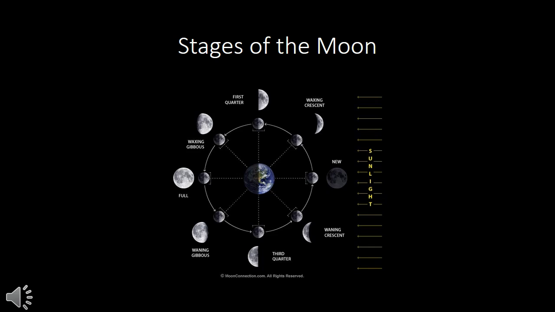Starting at the new moon stage, we can see that the sun is illuminating the moon from an angle that we cannot see. As the moon makes its way around the Earth, however, we can continue to see more and more of the moon until it reaches the full moon stage. This is the most of the moon we can see at once, and as it continues its orbit, it will slowly begin to disappear again until it cycles back to the new moon stage.